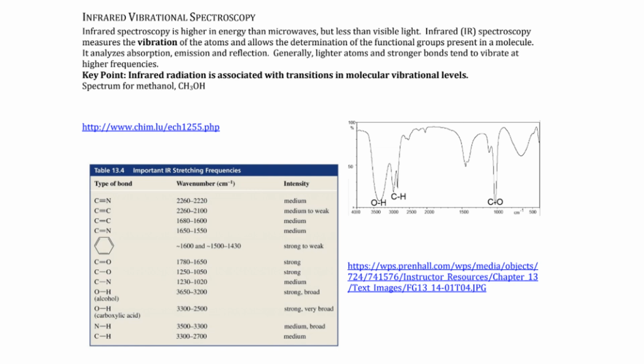Infrared vibrational spectroscopy. Infrared spectroscopy is higher energy than microwaves but less than visible light. It measures the vibration of the atoms and allows determination of functional groups present in a molecule. It analyzes absorption, emission, and reflection. Generally, lighter atoms and stronger bonds tend to vibrate at higher frequencies. Key point, infrared radiation is associated with transitions in molecular vibrational levels. So infrared, vibrational.